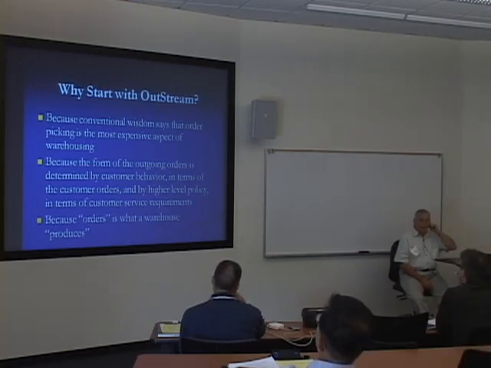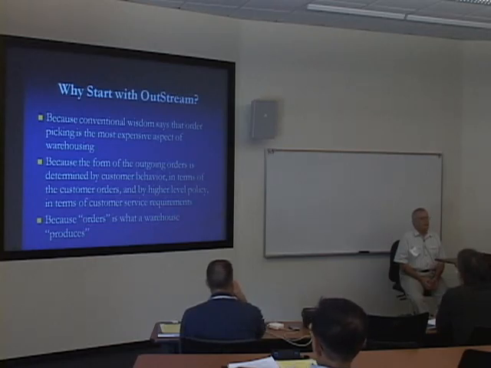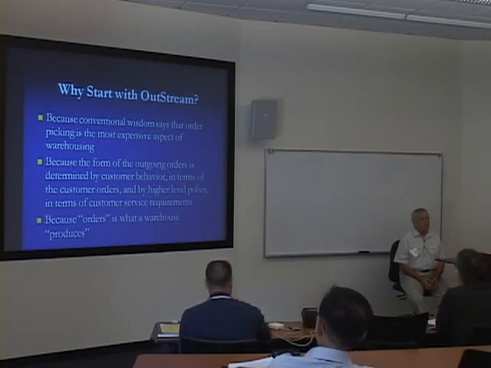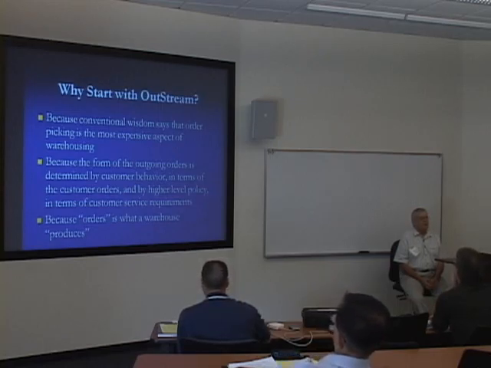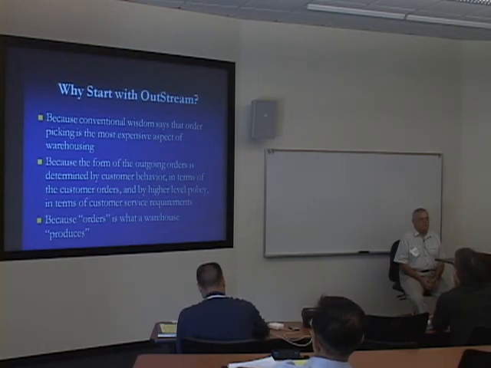Now, why would I start with the out stream? One reason is that conventional wisdom has it that order picking, order assembly, is where most of the expense is in a warehouse. And so we should start there to make sure we get it right. Another reason is that it is the business end of the warehouse, the customer satisfaction end. We want to make sure that we're building these orders in a way that makes the most sense with regard to what the customers really want. That's what a warehouse produces: orders.